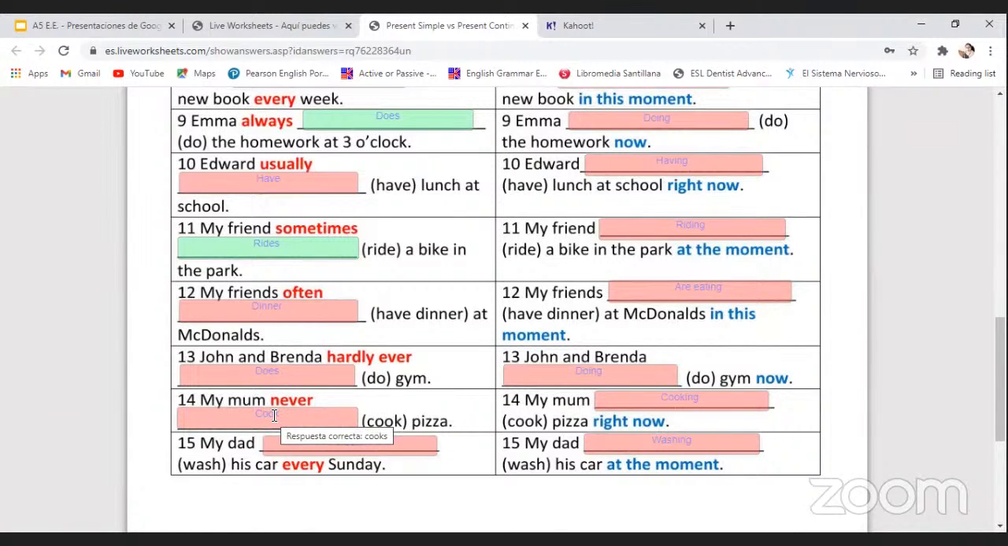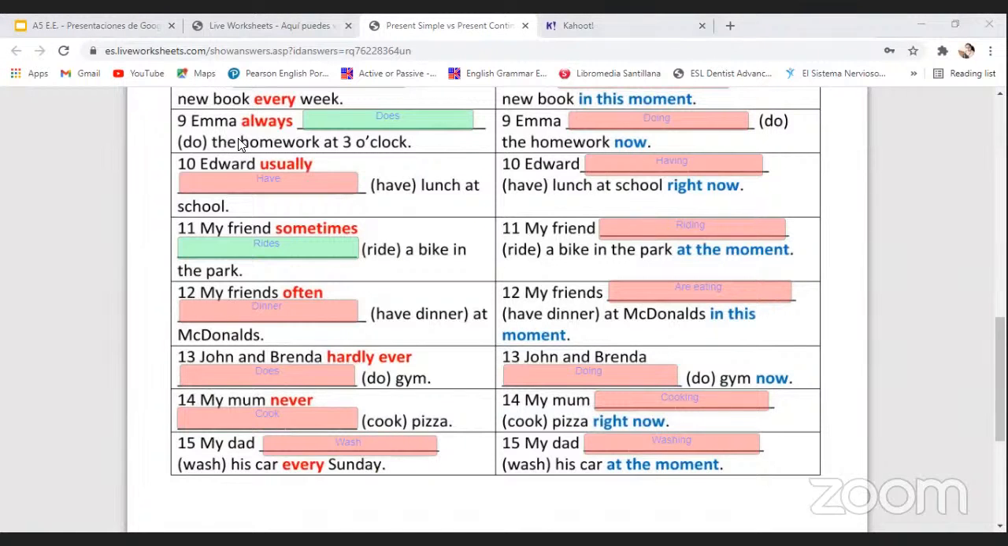Yes. And here my dad also is a singular subject, washes. Okay. And here all of your verbs are fine. The only thing, my friends are having dinner. Having dinner. Yes, you had to change the verb have for ing.